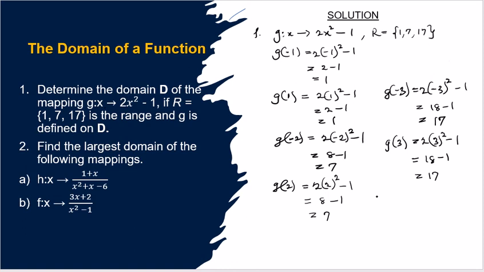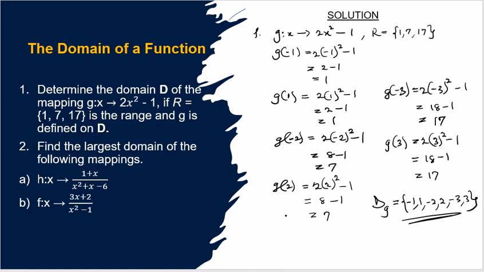So hence, the domain of this function g(x), the domain of g, will give us the following: -1, 1, -2, 2, -3, 3. This is the domain of the function g(x). So this is how to find the domain of a function when the images are given.